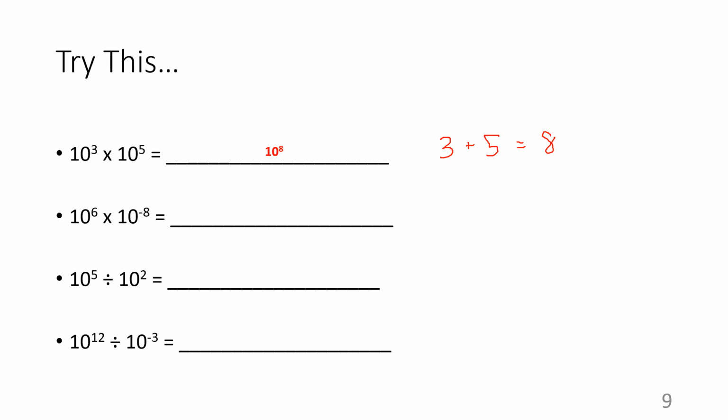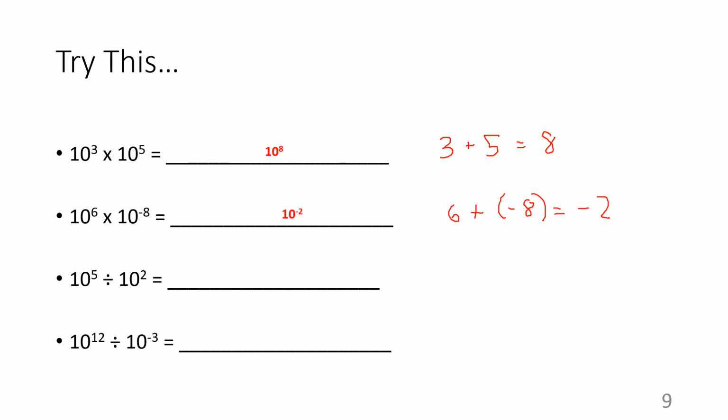10 to the 6th times 10 to the negative 8. Again, I'll add those exponents together. Bear in mind, if one of them is negative, that's going to impact your answer. 6 plus a negative 8 is negative 2. Therefore, the answer is 10 to the negative 2.